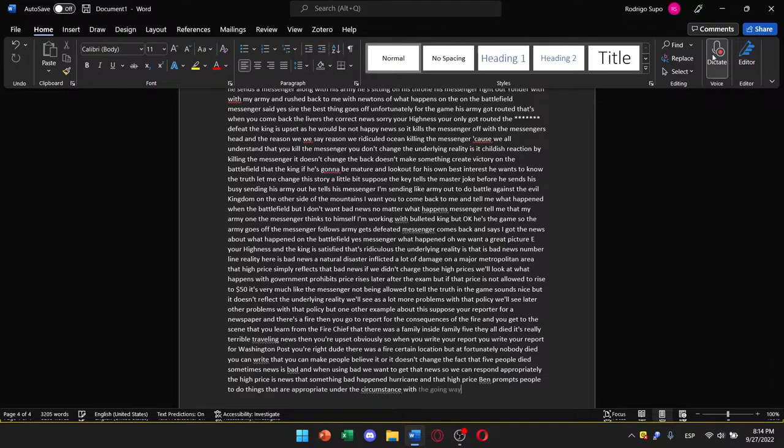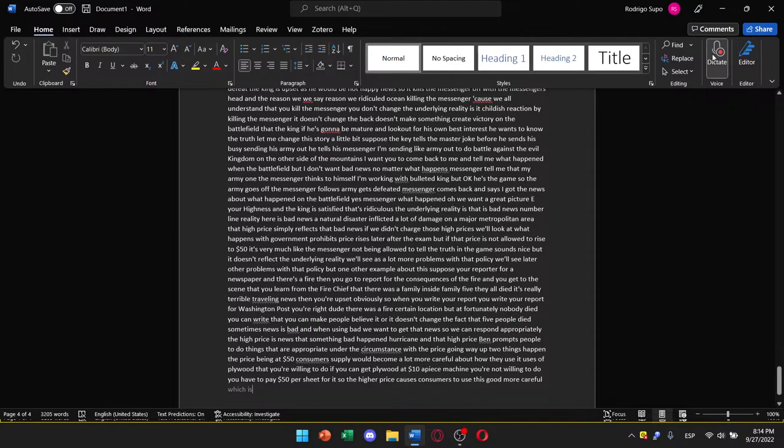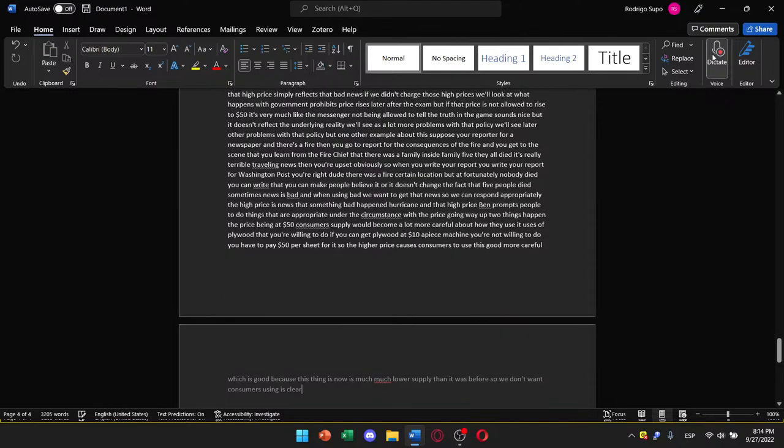With the price going way up, two things happen. The price being at $50, consumers of plywood become a lot more careful about how they use it. Uses of plywood that you're willing to do if you can get plywood at $10 a sheet, you're not willing to do if you have to pay $50 a sheet for it. So the higher price causes consumers to use this good more carefully, which is good because this thing is now in much lower supply than it was before. So we don't want consumers using it as carelessly as they did earlier.